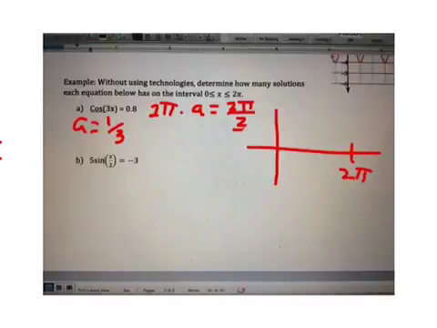Because a is 1/3, that means that we have three periods between 0 and 2 pi. So 1, 2, 3. And we want to know how many times this equals 0.8. So if I drew 0.8, that's like right across here. And that happens 1, 2, 3, 4, 5, 6 times. So my answer is 6.